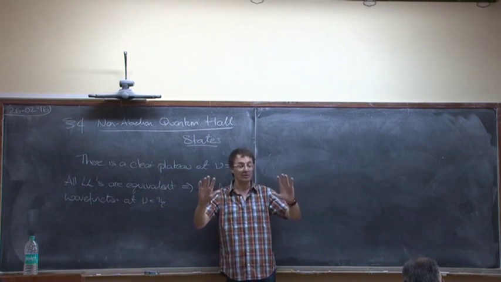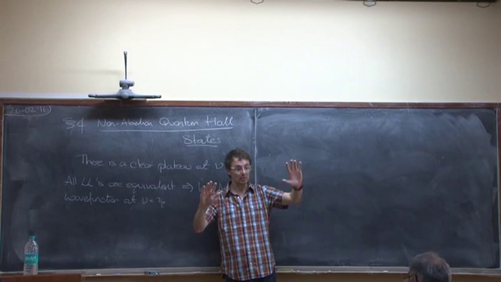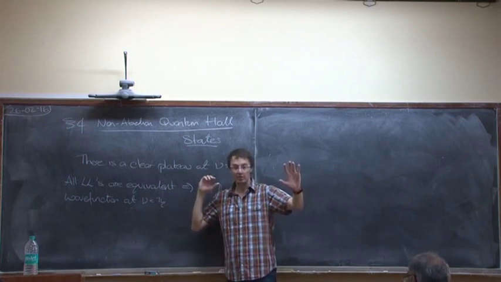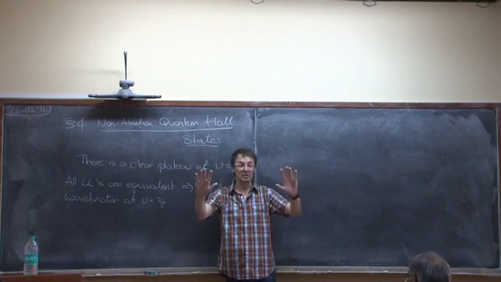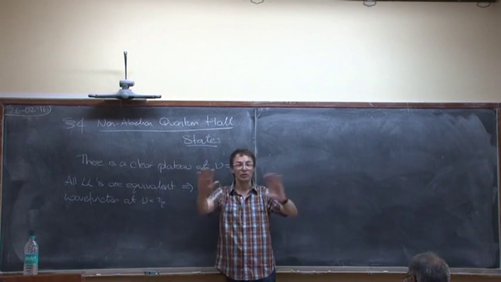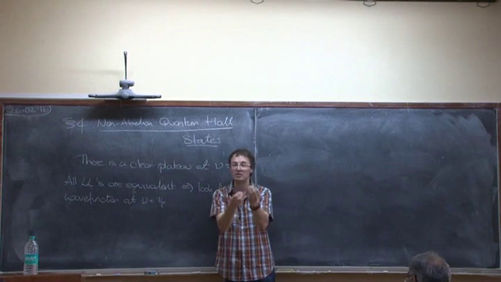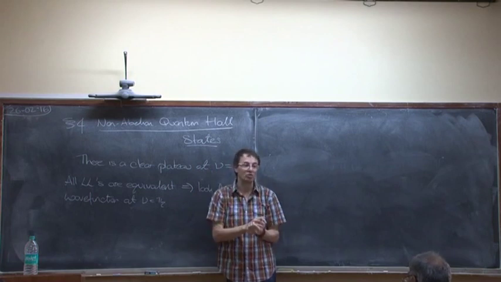So the idea is there are two possibilities at nu equals a half. There's the Fermi surface state we saw in the last lecture. There's a new quantum Hall state, and both of those are possible, and which is actually realized in experiment will depend on the details of the interactions. We don't really have much control.